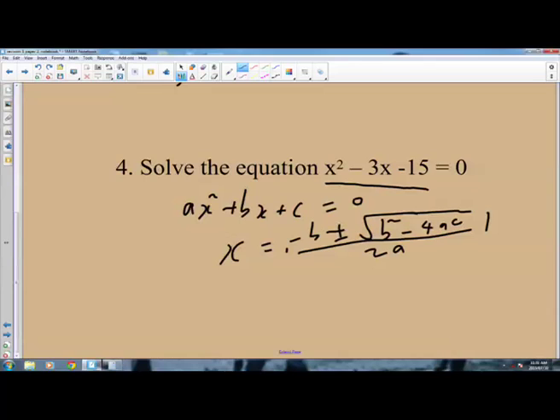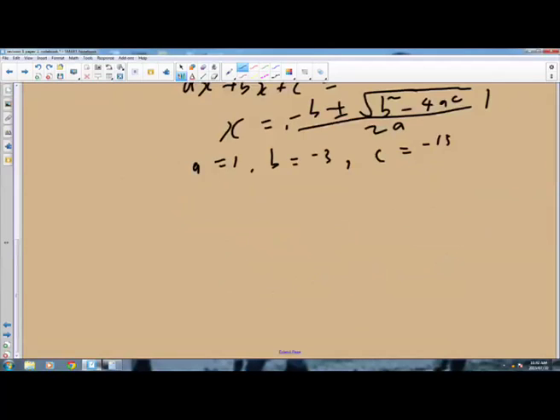Now, when we compare the equation ax squared plus bx plus c equals 0 with our equation x squared minus 3x minus 15 equals 0, what we can see here is our a is equal to 1, because this is the coefficient of x squared. And then what about b? b is equal to minus 3. And then what about c? c is equal to negative 15.